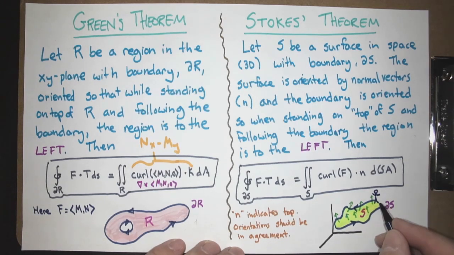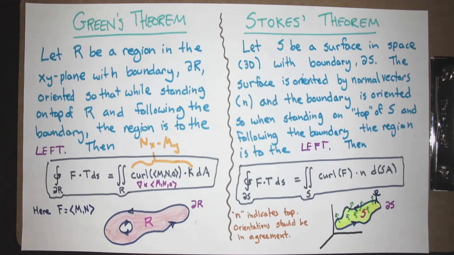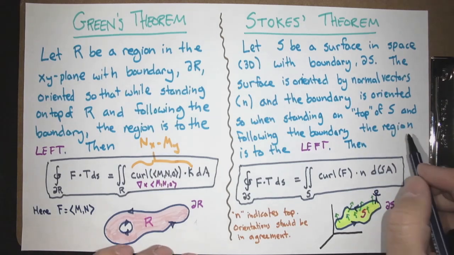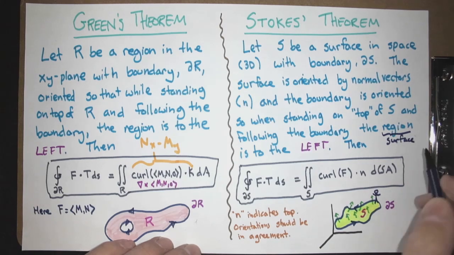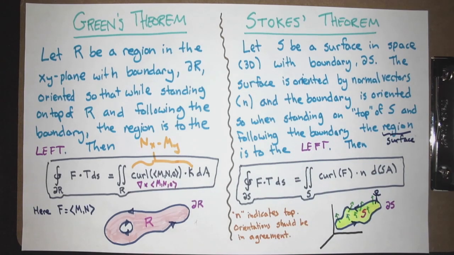And now you're going to walk. And you want to walk along the curve. You're right next to the curve. And how do you walk? So that the region, in this case, when we talk about the region, I should have said your surface, is to your left. When you walk the curve, keep your surface to the left. All right. So that's the setup.